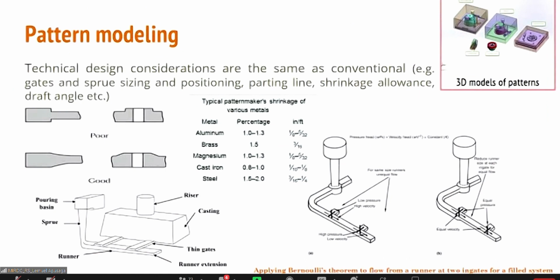So this is the pattern modeling part. The technical design considerations are the same as conventional. So the gate and sprue sizing, if you have a calculation for that, there are books that show you the calculations for how to calculate the proper flow, or the proper entry of the molten metal into your mold or into your cavity, such that it does not cause turbulence and does not cause air to go into your casting. There are also proper calculations for feeders or risers, for you to be able to appropriately size your riser such that even if shrinkage happens in the casting, there's always a reservoir, a riser, that will compensate for that shrinkage.